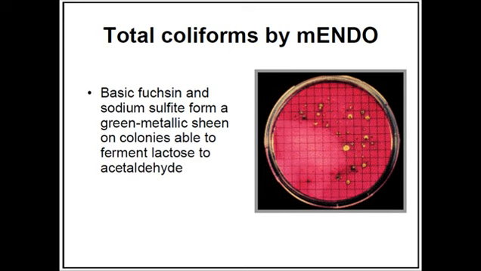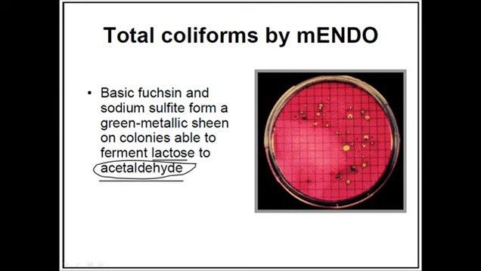Okay, so we have the medium. This medium contains lactose for the lactose-fermenting bacteria, and it also has basic fuchsin and sodium sulfite. If bacteria ferment lactose, they produce acetaldehyde. The acetaldehyde can react with basic fuchsin and sodium sulfite to turn the colonies a green metallic sheen, and that can be formed in these cases.